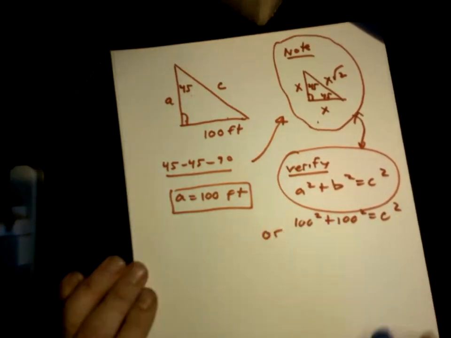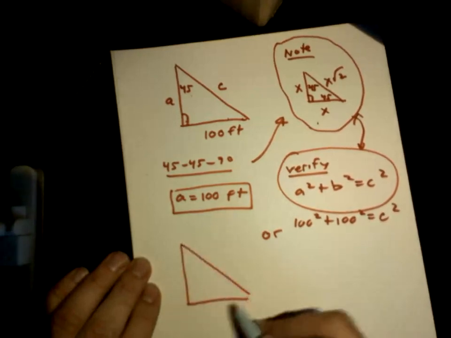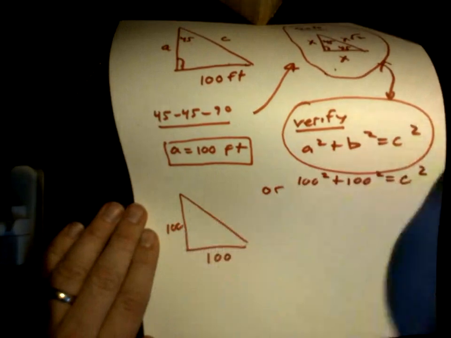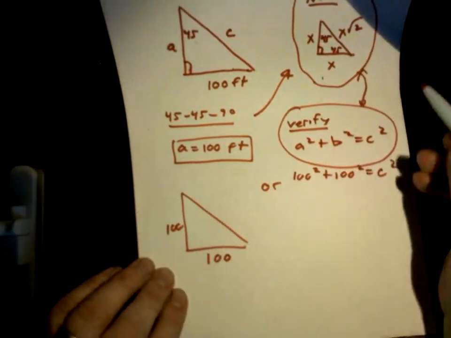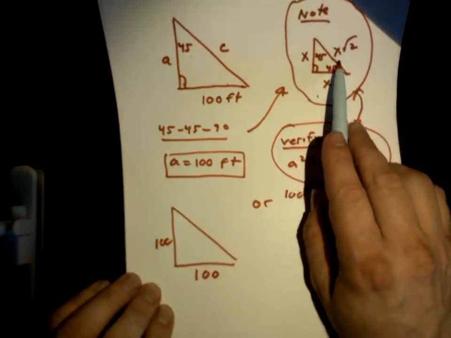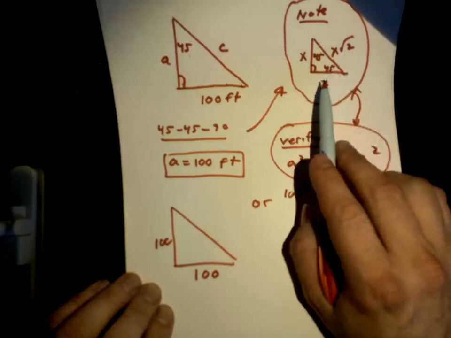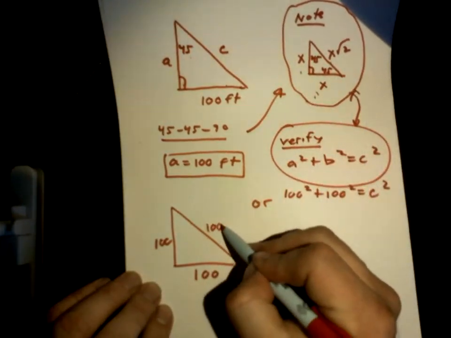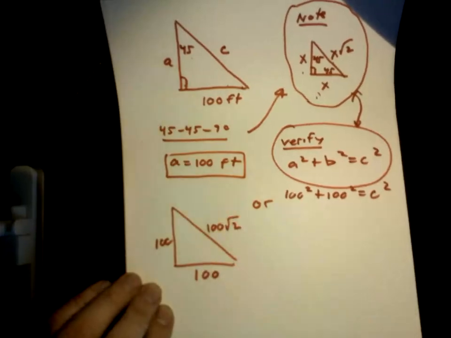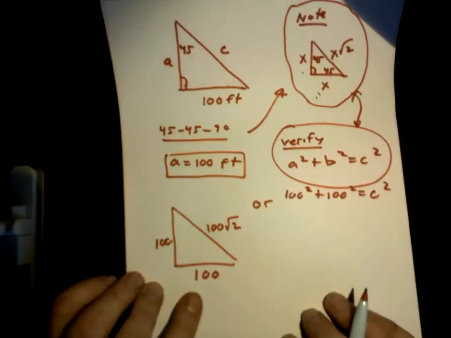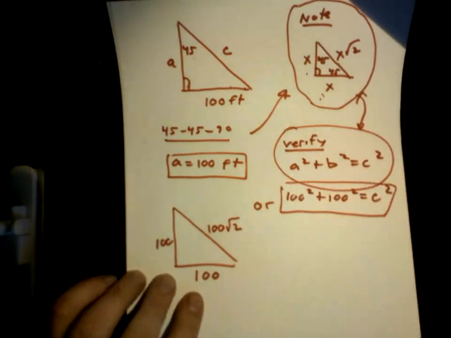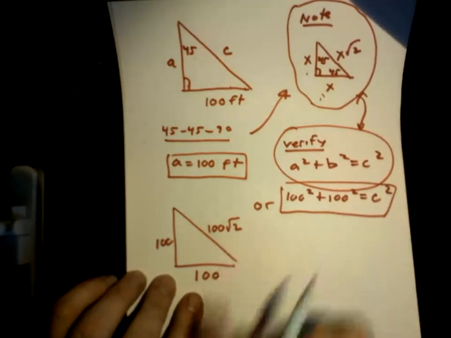Or I can go 100, 100, and guess what? You see how that's x square root of 2? You see how that's x, that's x? Well, I can go 100 square root of 2. Cha-ching, done. If you don't like that, solve for c there. You should get the same thing.